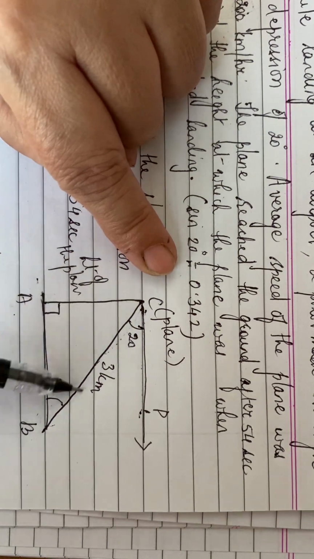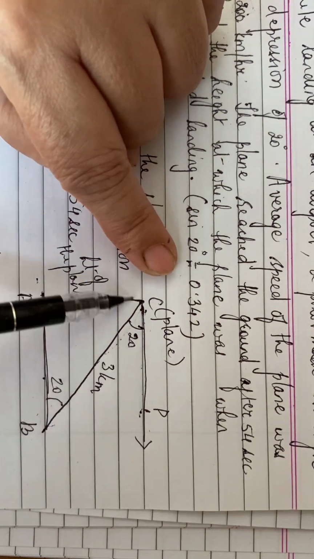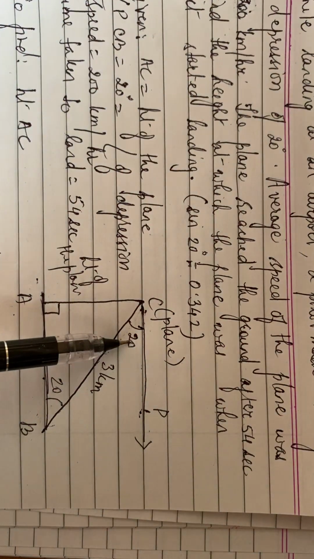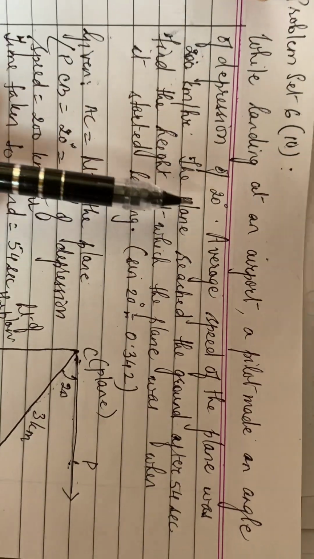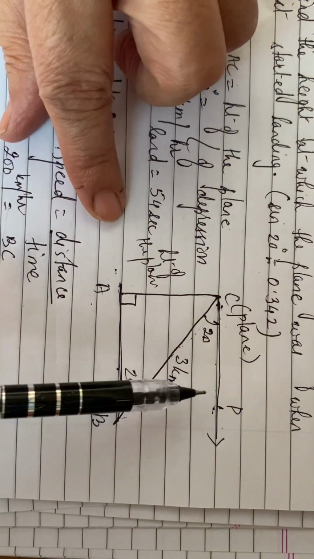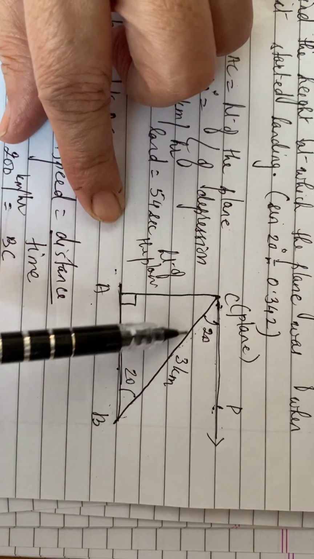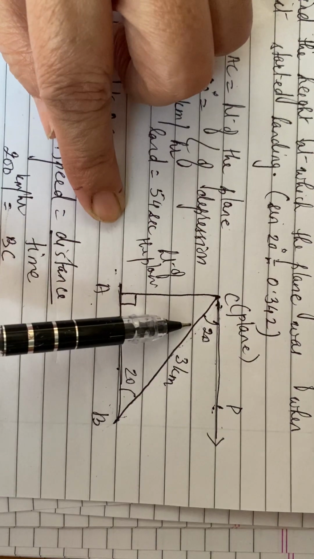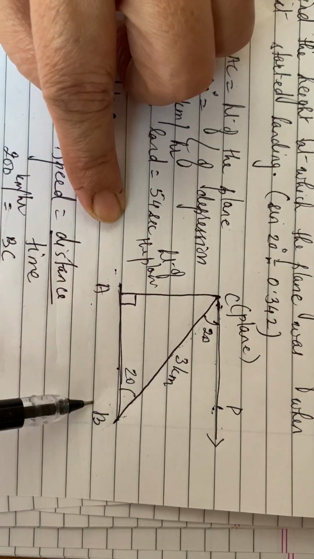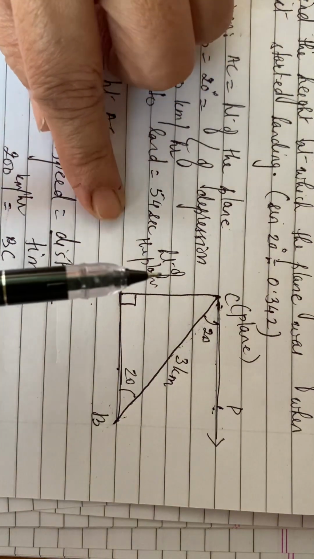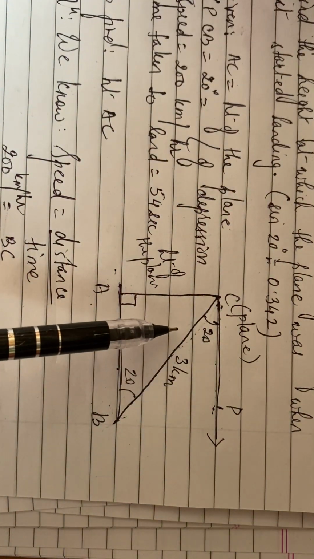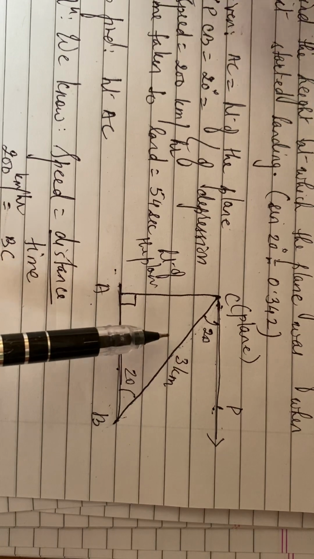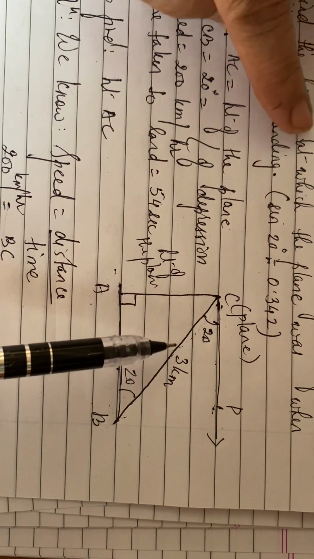Now when it is landing, it is making an angle of depression of 20 degrees. Pilot made an angle of depression of 20 degrees. So here is our angle PCB, the angle of depression of 20 degrees with the ground. The other thing he says is that the average speed of the plane was 200 kilometers per hour. The plane reached the ground after 54 seconds.